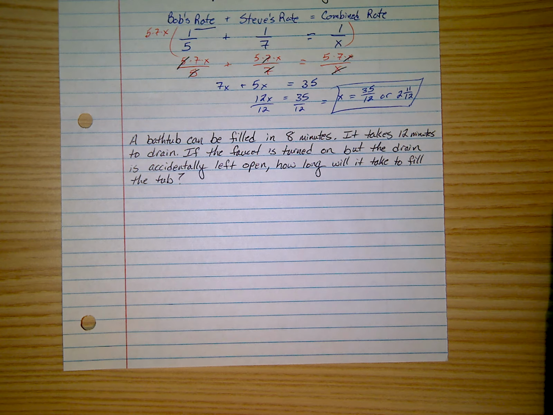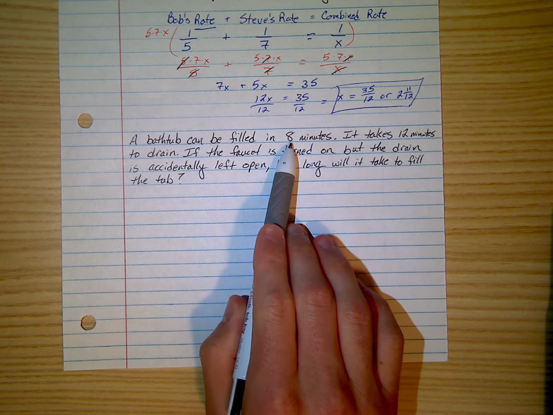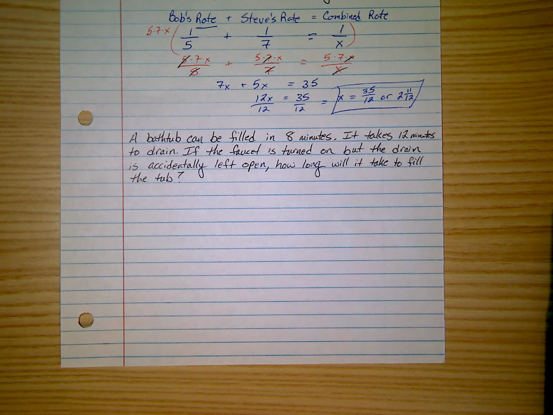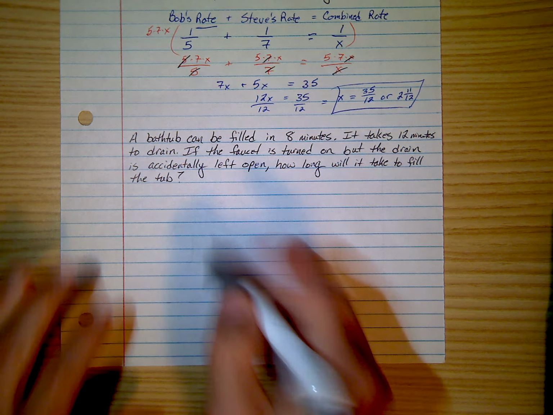So if we look at a different example, a bathtub can be filled in 8 minutes. It takes 12 minutes to drain. If the faucet is turned on but the drain is accidentally left open, how long will it take to fill the tub? Now you might be saying, well, if the drain's left open, it's never going to be full. Well, actually, the rate of the water coming in is faster than the rate of the water going out. So it will take time, but eventually it will indeed fill. So again, think of it in terms of rate.